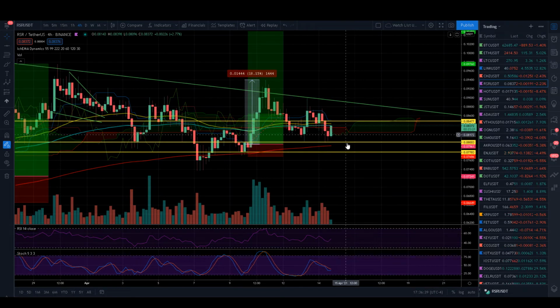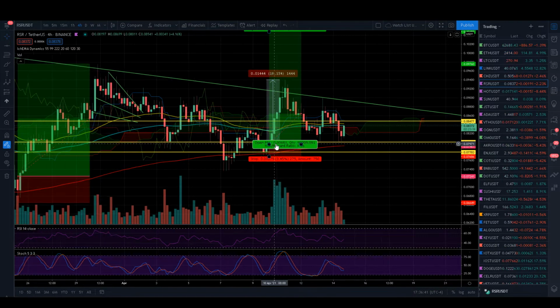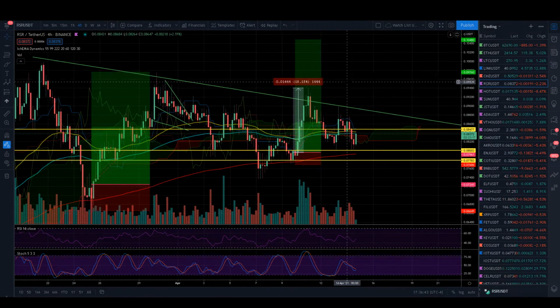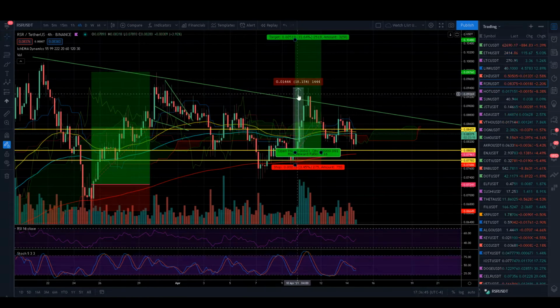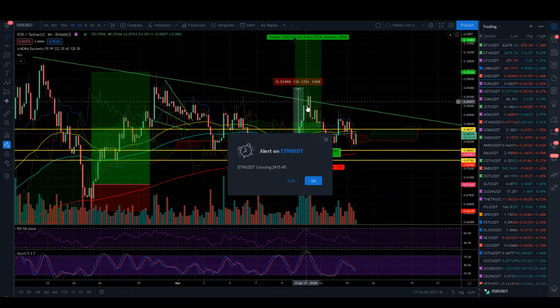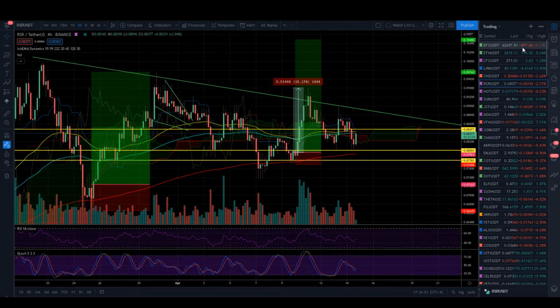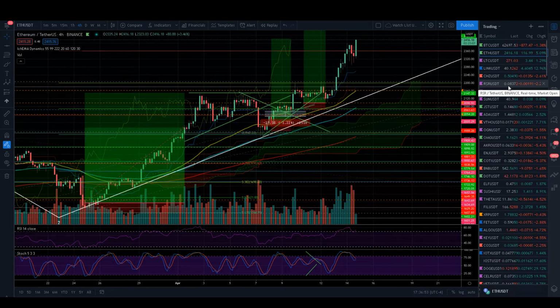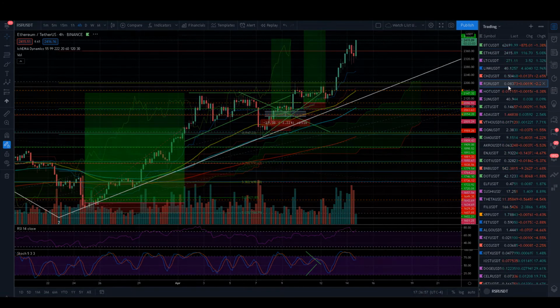Now I don't have a potential target, but we have a trendline resistance here. So once we break above that, we're in good shape. Before we break out of that, I'm not so sure. Over here, oh, Ethereum is giving me an alert. I'm going to wait till she retraces a little bit.